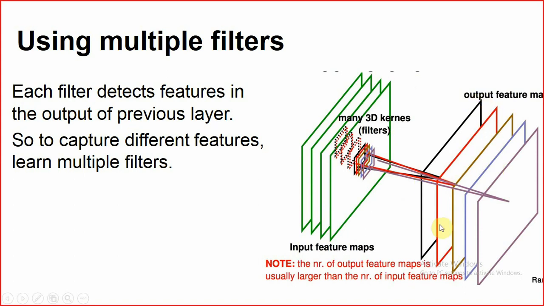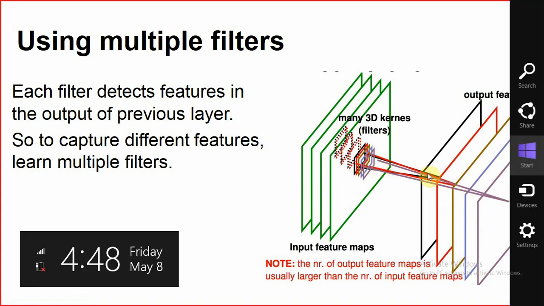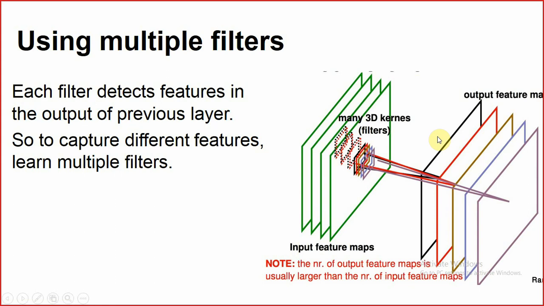Then we have another filter in the same layer. This is the input layer. This is the first layer. In the first layer, we try to learn multiple features. This is one of the features that we learn, but it is not enough. So we learn multiple features. For example, 10, 20, 30 different features will be learned from the input layer. Each filter detects features in the output of the previous layer. So to capture different features, we learn multiple filters.